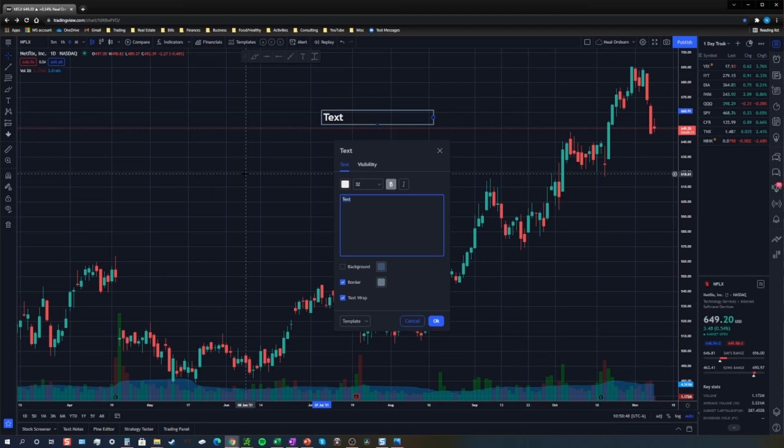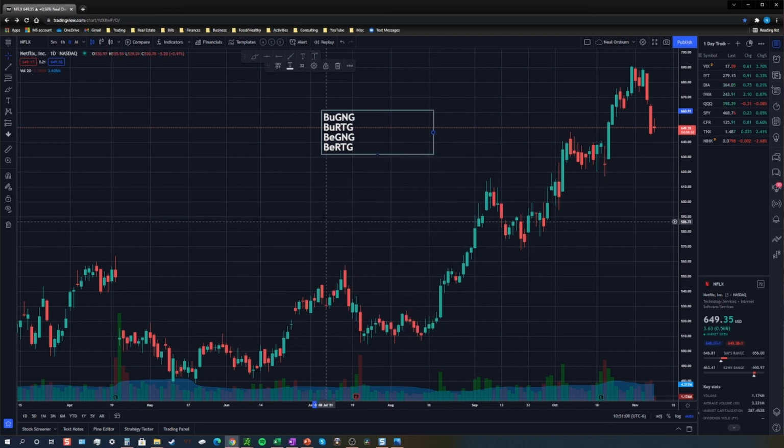The first gap we'll talk about is the bullish gap and go. Second gap is the bullish retest gap, RTG. Third gap is the bearish gap and go. Fourth gap is the bearish retest gap. Okay. Those are the 4 types of gaps there are.